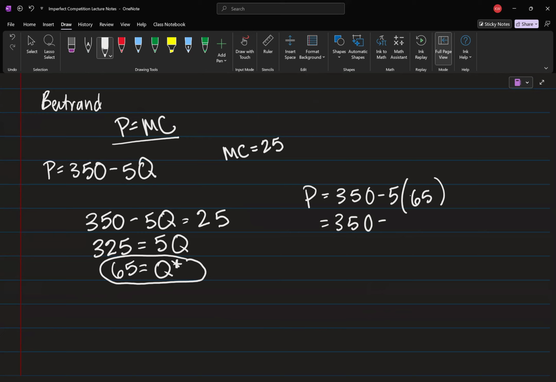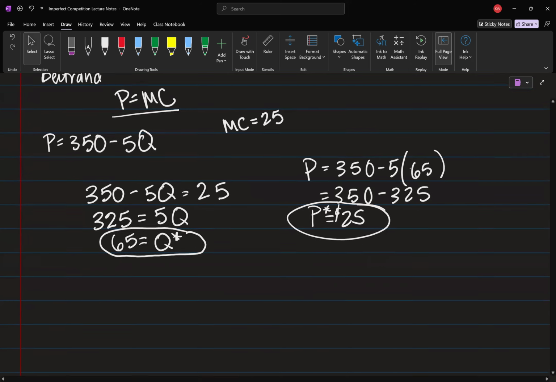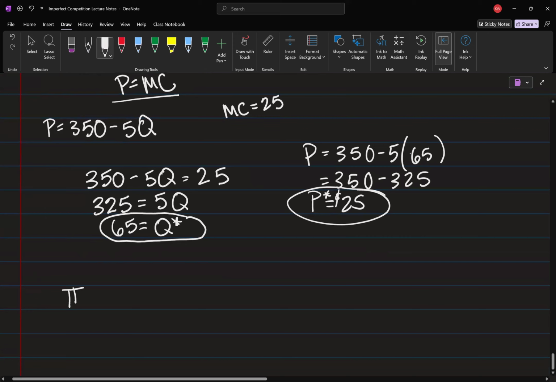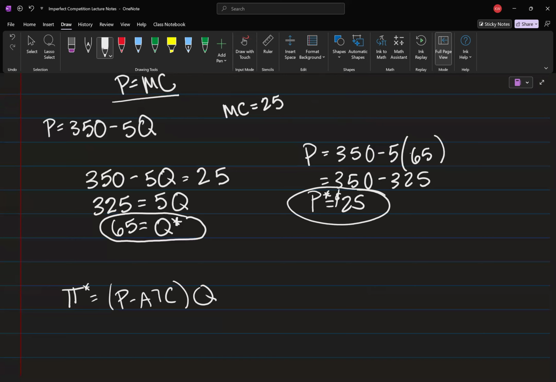5 times 65 is 325, so we get 350 minus 325, and that leaves us with a price of $25 in the market. And then lastly, we just need to find their profits. We're going to use that same equation, price minus average total cost times output.